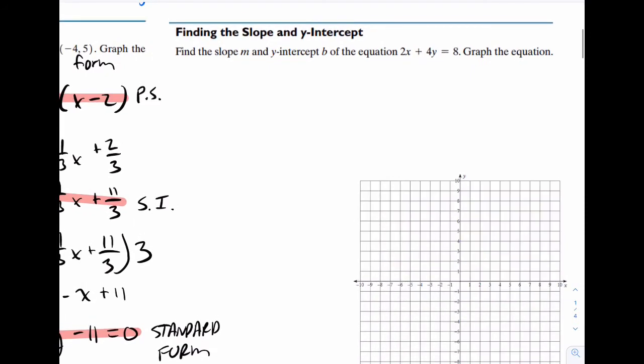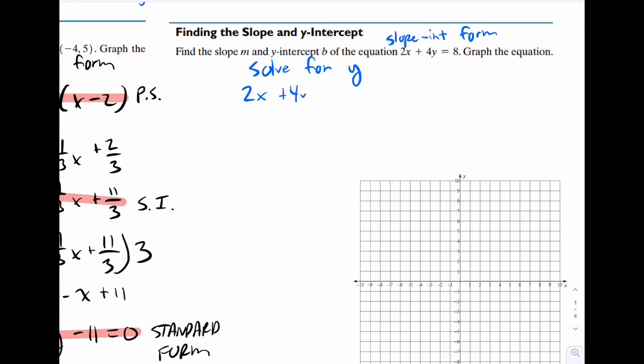Now let's go to the next example. Find the slope and y-intercept of this equation. So notice how it gives us a strange form here. This is the book's general form, or some people's standard form. If you're given that, just convert it to slope-intercept form. That's going to be much easier. So we're going to solve for y.